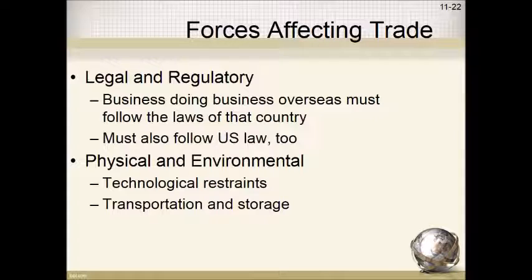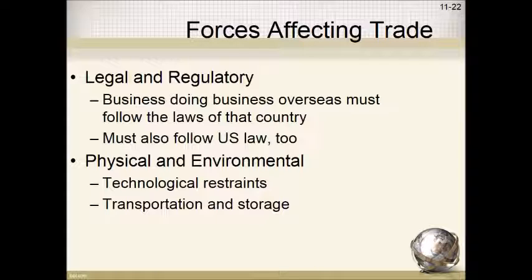There's also legal, regulatory, and physical and environmental issues. For the legal and regulatory environment, businesses doing business overseas must know the laws and rules before engaging in business elsewhere. For example, in China, the laws concerning property ownership rights are quite different from the rights that we have here in the U.S.